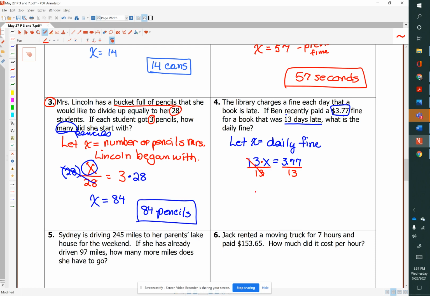So now with x isolated, I just have to solve the right side, which is $3.77 divided by 13. And I can use a calculator to help me, or I can use long division. But the answer is 0.29, which means each day the fine was 0.29. I can put a dollar sign, but it's 29 cents per day.